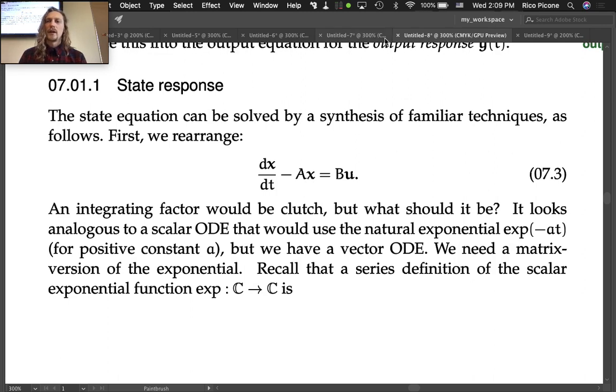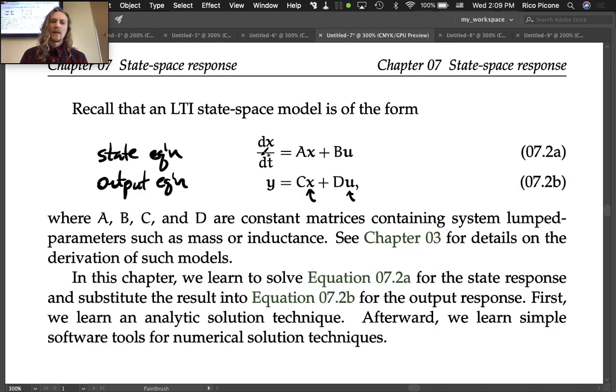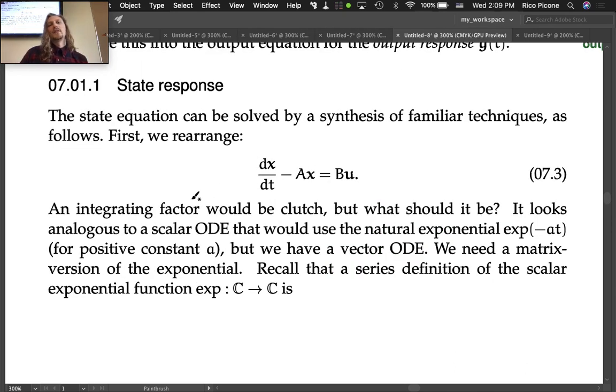So remember what it looks like. It looks like this, right? This is our state equation: dx/dt equals Ax plus Bu. The first step is we're going to subtract the Ax term from both sides, like in algebra, but with linear algebra. It's amazing, I know. Subtract Ax from both sides, and we get this expression in 7.3.